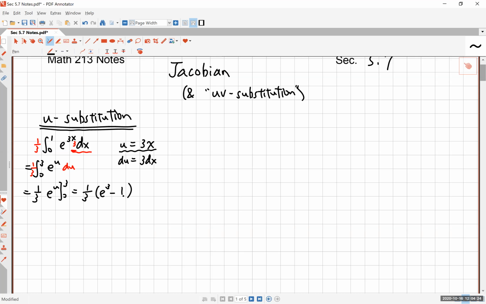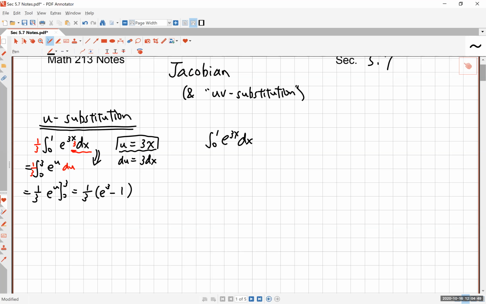Now, the thing is, we as math instructors encourage you not to go back to x anymore, because once you do U substitution, there is really no need for you to go back to using x in here. But you could, if you wanted to. And to illustrate this idea of Jacobian and the UV substitution, maybe there is a reason to do so.